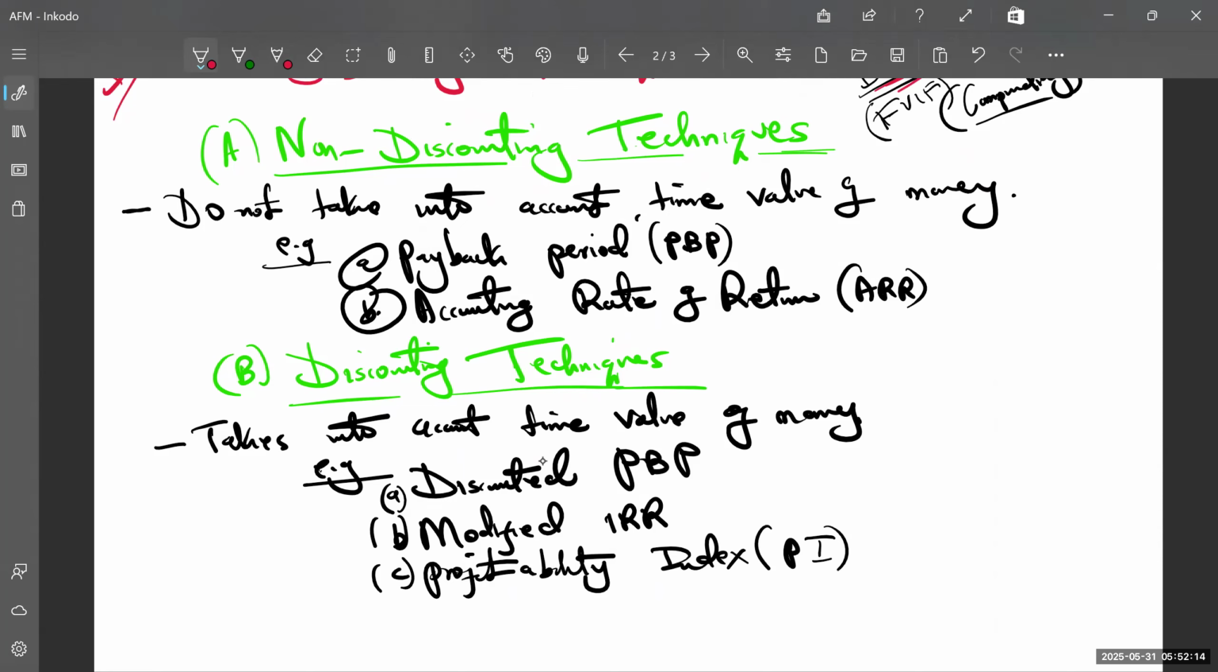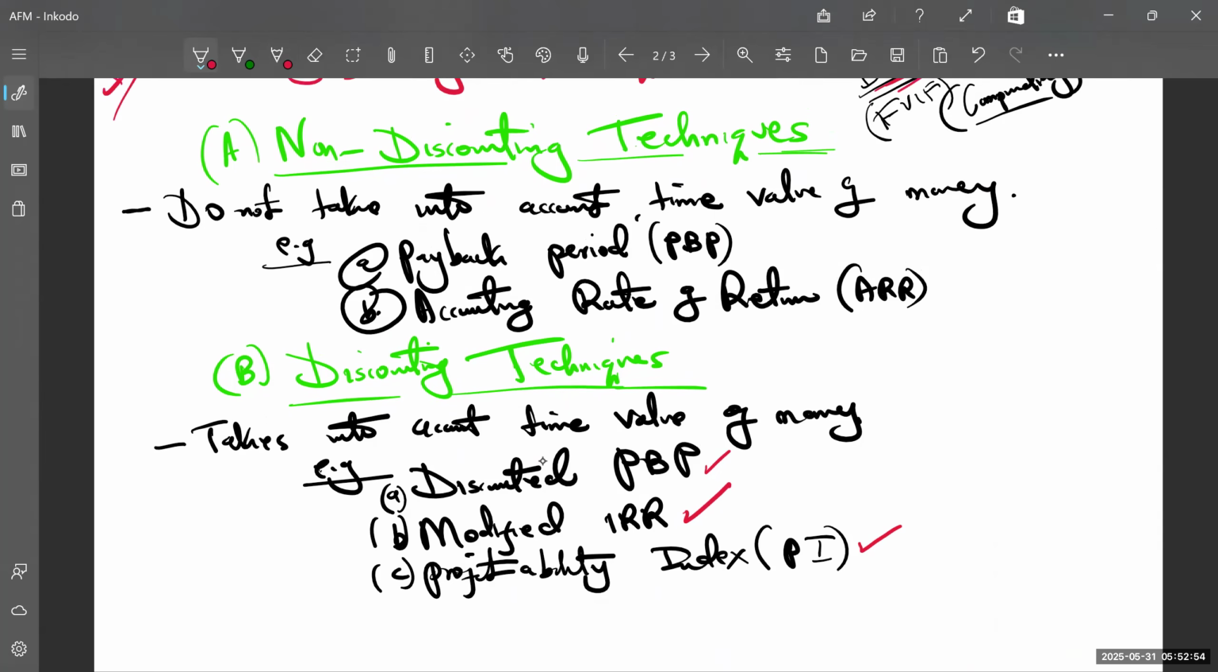The second discounting technique is modified internal rate of return. And modified internal rate of return, we are going to look at it. What do we mean when we say internal rate of return? We are going to discuss it in detail, ladies and gentlemen. So do not worry. Just hold it there and you will understand. The third type of discounting technique or project appraisal technique is profitability index. Profitability index is also another technique under discounting techniques. We are also going to dive deeper to look at it in very fine detail.